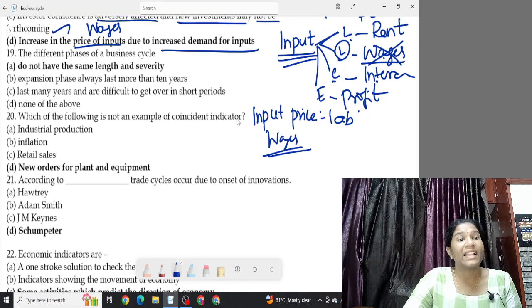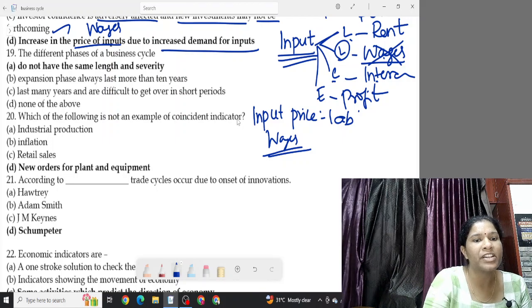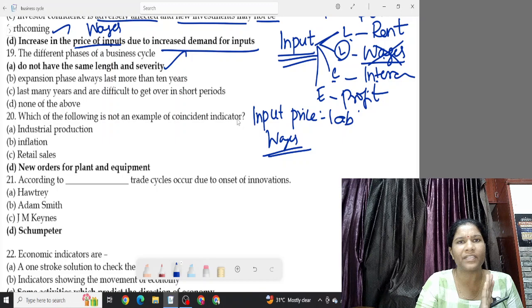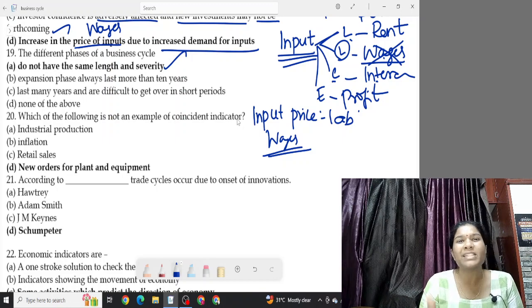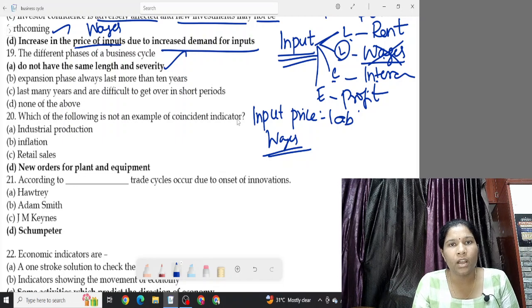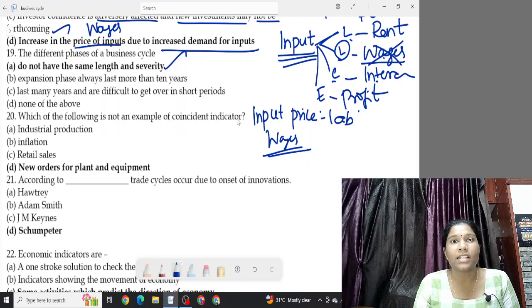Next one, the different phases of a business cycle. Different phases of a business cycle do not have the same length and severity. Correct. They do not have the same length and all that. Severity means intensity. I have a severe fever, like that. One time the fever might be severe, the other time the business cycle might be lighter. Another time it will be very severe.